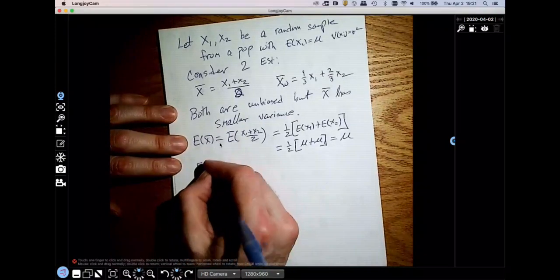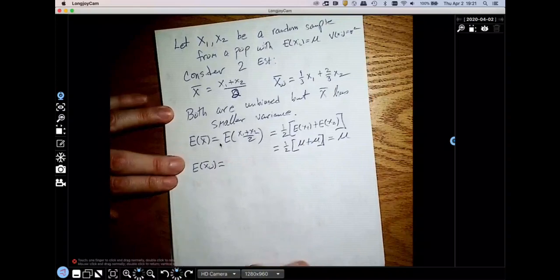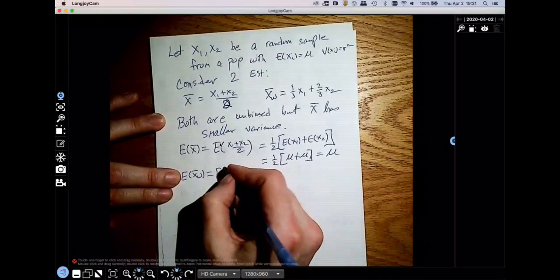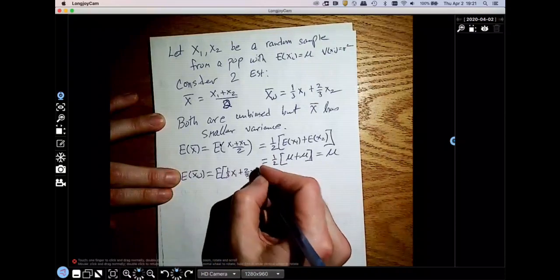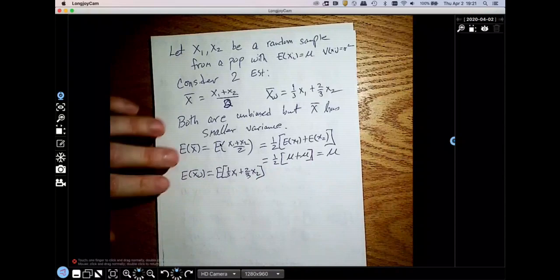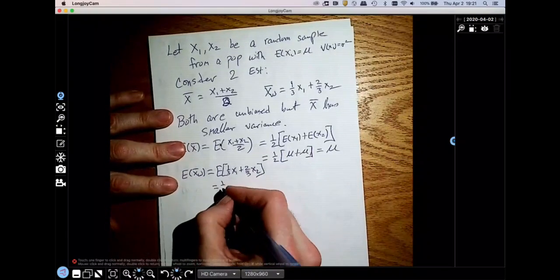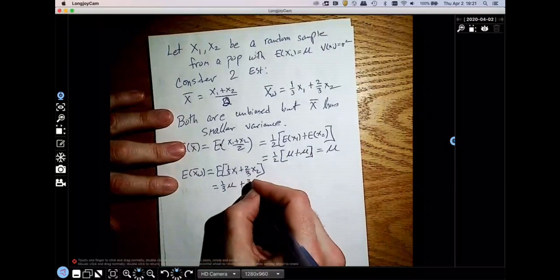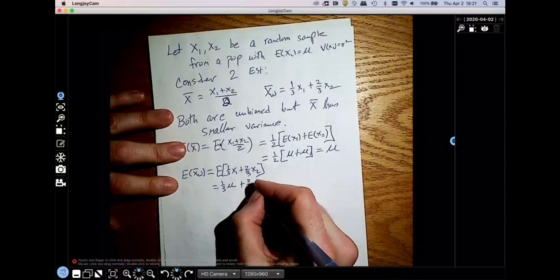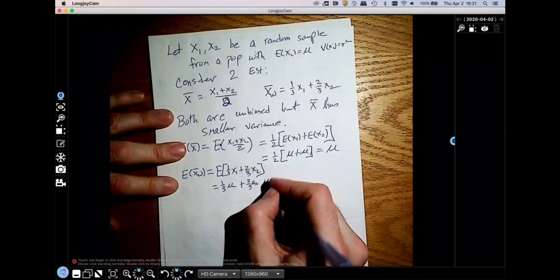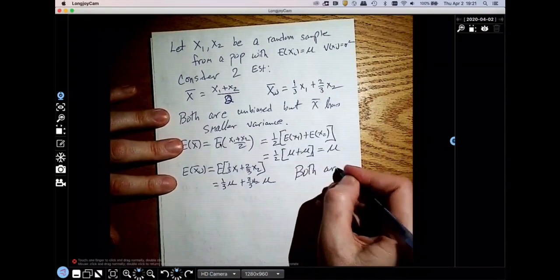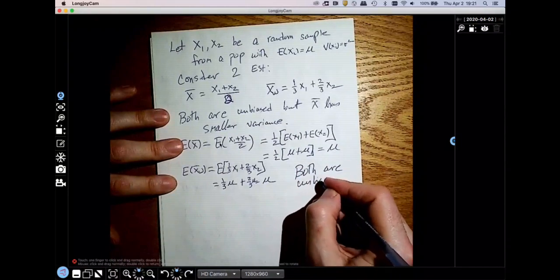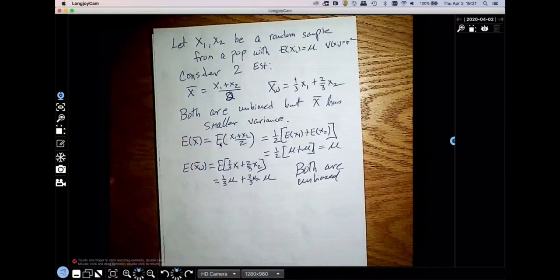What's the expected value of my weighted mean? Well, the expected value of my weighted mean is this: 1/3 x1 plus 2/3 x2. So you can see how this is going to work out. This is 1/3 mu plus 2/3 mu. There's a mu there, is equal to mu. So both of these are unbiased. Let's now go find the variance of these two estimators.